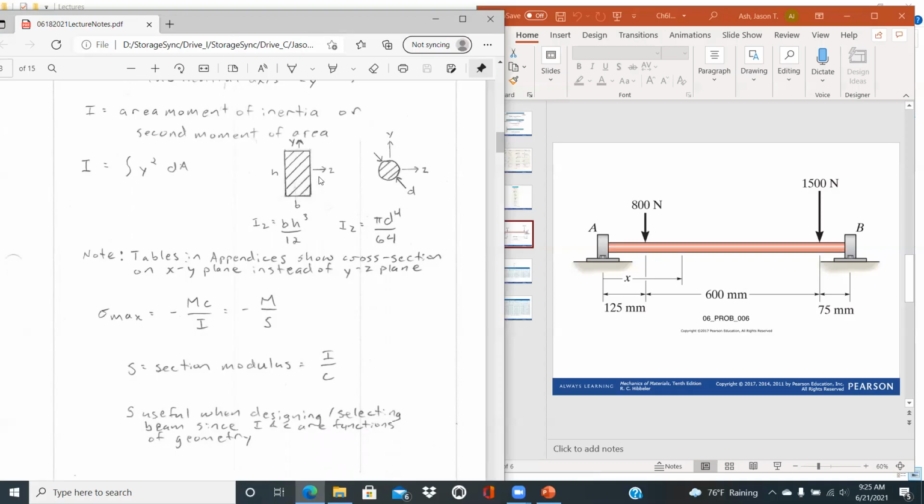If we have a rectangular section, which is common, of base b and height h, its area moment of inertia about the z-axis here is bh cubed over 12. And then the same thing for a circular section. The area moment of inertia about the z-axis is pi d to the 4th over 64. I'll kind of make a note of this.